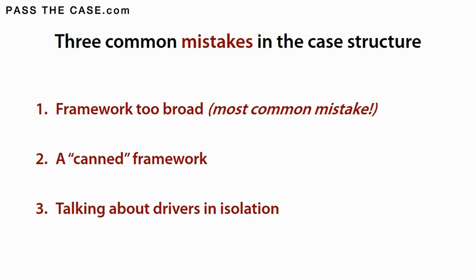And the last common mistake happens when candidates don't describe and appreciate that drivers are dynamic in nature. For example, if the candidate identifies revenue as a key issue, they'll mistakenly talk about the drivers in a clinical or static way and say the drivers of revenue are price and quantity. Now, while this is true, it's much better to put this in the context of the case. So, for example, if we know from the case facts that revenue has been declining, then we should talk about the drivers of revenue as dynamic, namely, the revenue decline issue could be due to a change in price or a change in quantity.